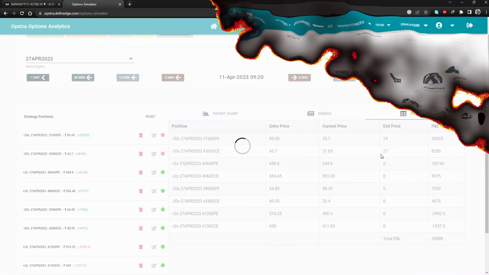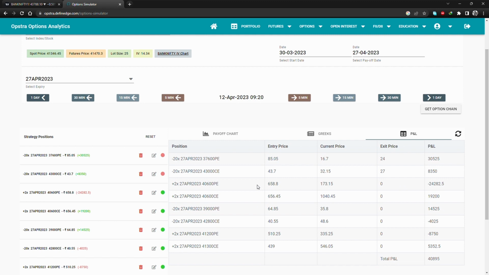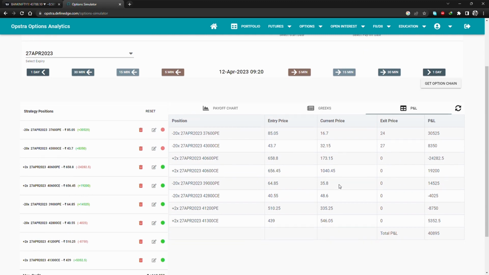Moving on further, as you can see, there is a decay on both sides of the premiums. Now it is a clear indication that the market is moving. The premium on the put side has gone to 35.8 rupees, and the premium on the call side has gone up, which shows that the market is moving upside. So in this case, I am going to do an adjustment.